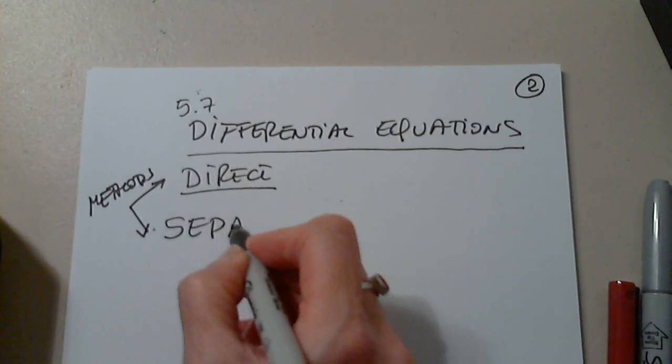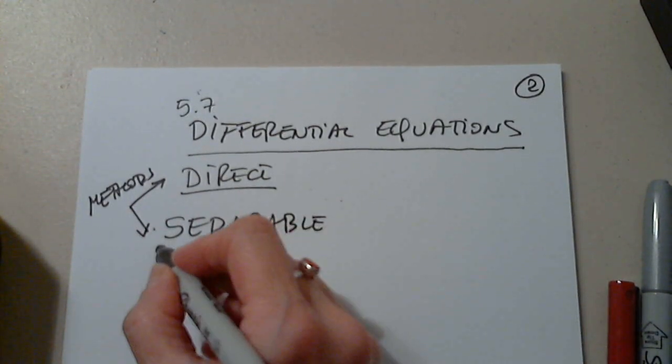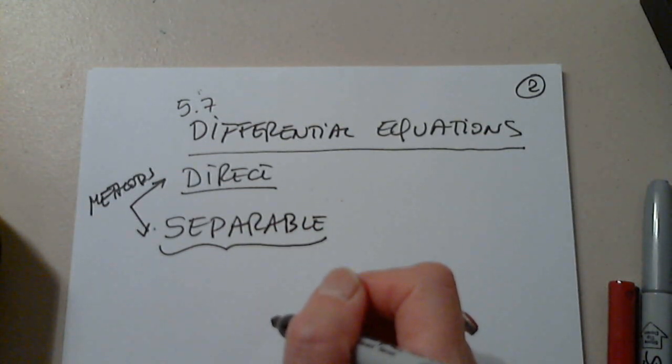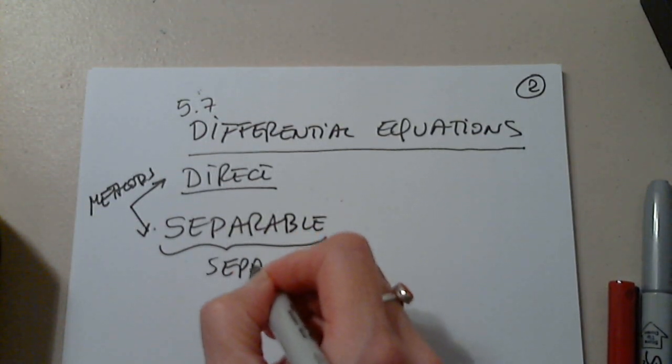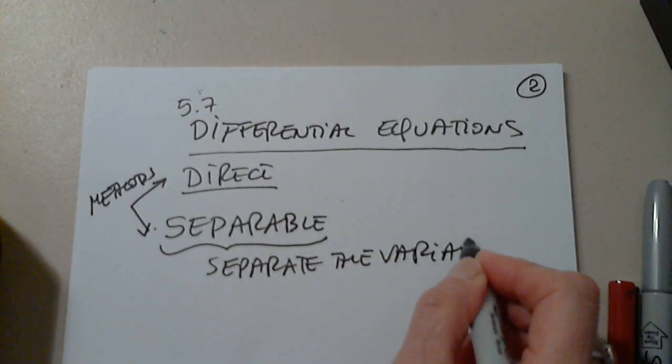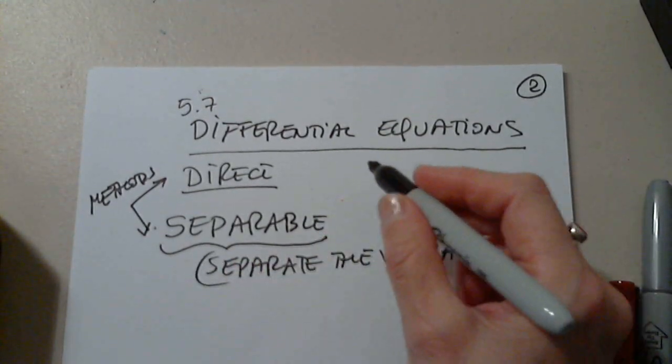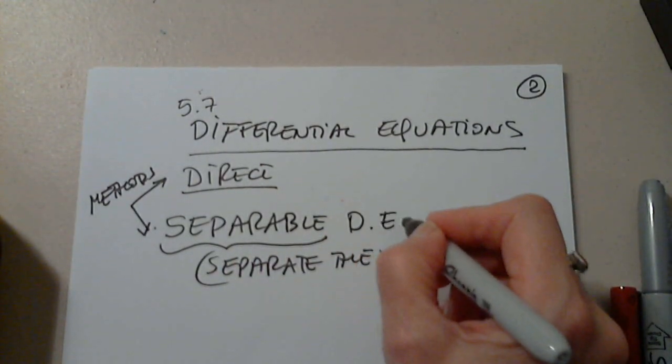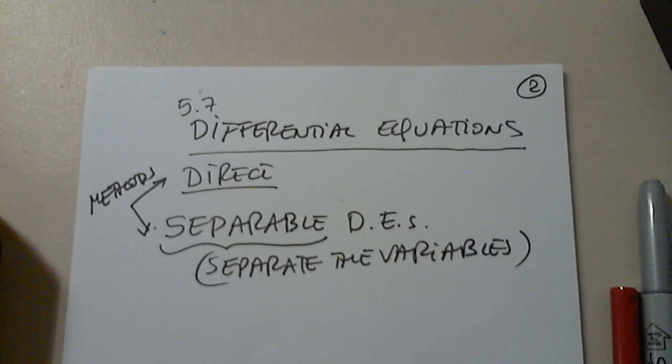Separable. What does it mean? It means separate the variables. Separable differential equations. So direct. Very simple, nothing. And the second method is separable. In other words, the variables can be separated. If we cannot separate the variables, we will not be able to solve the differential equation, because we only look at these two methods in this class.